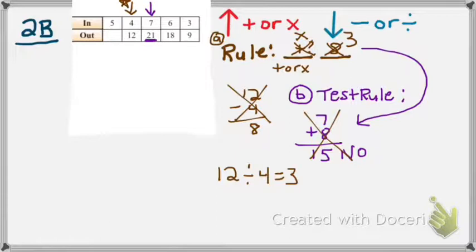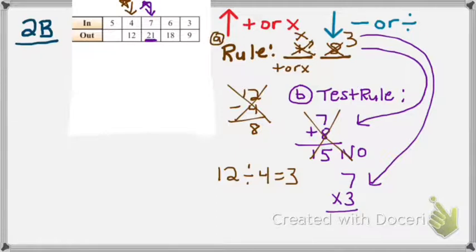As always, I'm going to test my rule. So I test it with different numbers. Let's go back to this purple section right here with the 7 and 21. So I take the input number of the first number, which is 7. I apply my rule, which I figured out was probably times 3, and if my rule is correct, my answer should equal the 21 that I see in the table. So 7 times 3 is 21, and that does equal this 21 right here. That's fantastic, it works out, so I know that times 3 is indeed the correct rule.